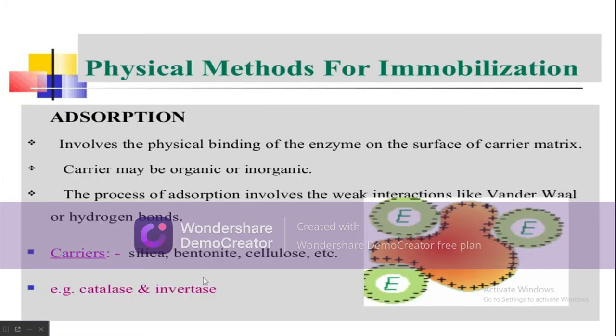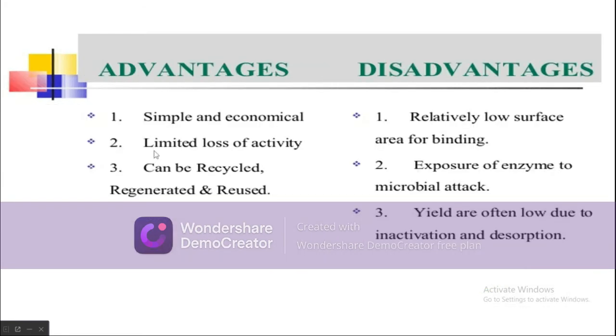Okay, then these are the advantages and disadvantages of the adsorption method. Number one is simple and economic. Limited loss of activity, can be recycled, regenerated, and reused. So these are actually the disadvantages: relatively low surface area for binding.